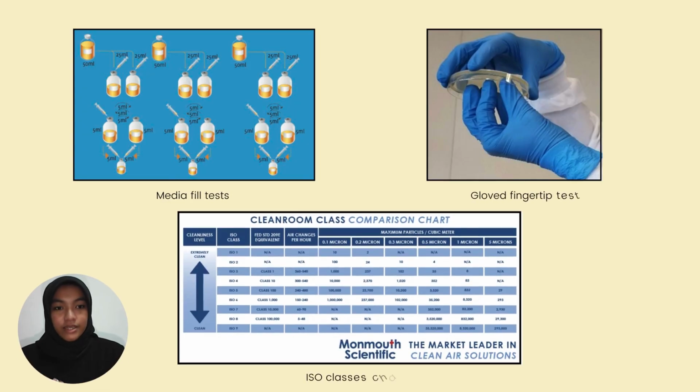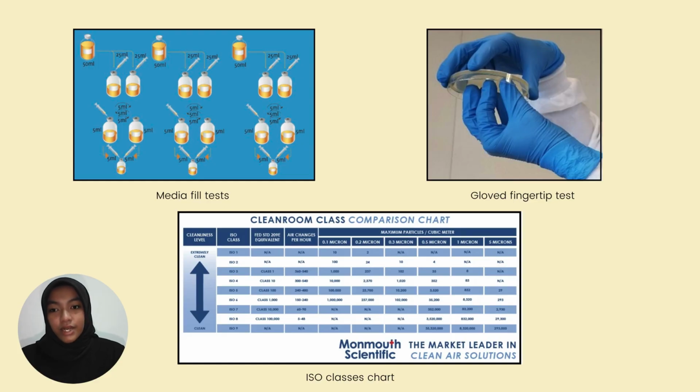These images are examples of tests mentioned in the previous slide. Firstly, the media fill test. It represents a key competency assessment used to evaluate aseptic techniques. It simulates sterile compounding to detect contamination caused by poor technique. Next, the glove fingertip test assesses hand hygiene and glove contamination, ensuring that personnel can maintain aseptic conditions during handling.